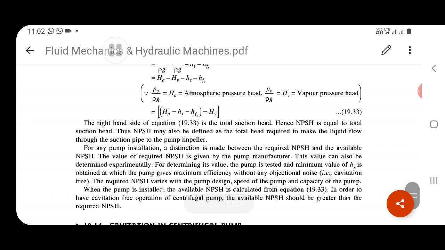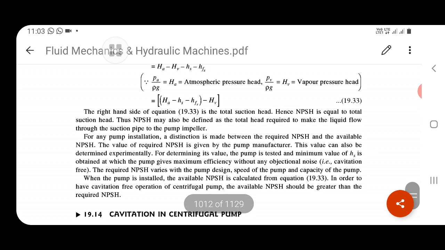Basically, in any pump installation, a distinction is made between required NPSH and available NPSH. The value of the required NPSH is given by the pump manufacturer. It is also determined experimentally. For determining its value, the pump is tested, and the minimum value of HS which gives maximum efficiency without any noise is obtained. The required NPSH varies with the pump design, speed of pump and capacity.